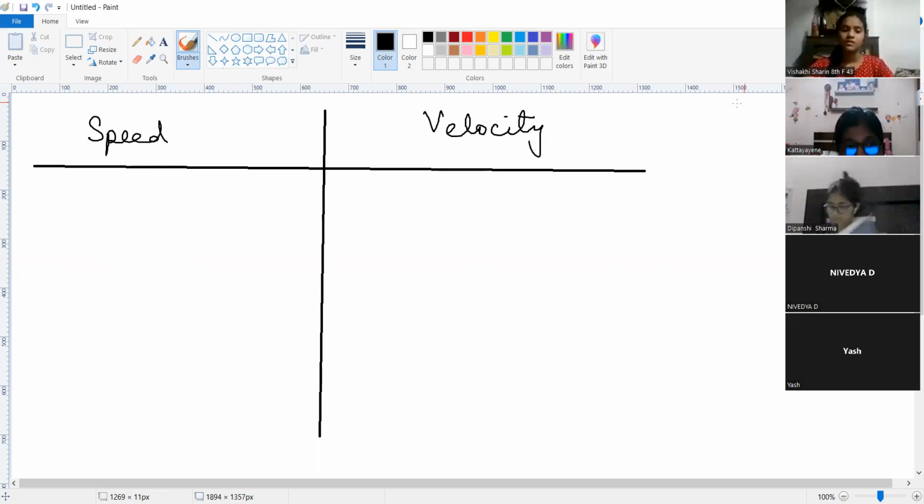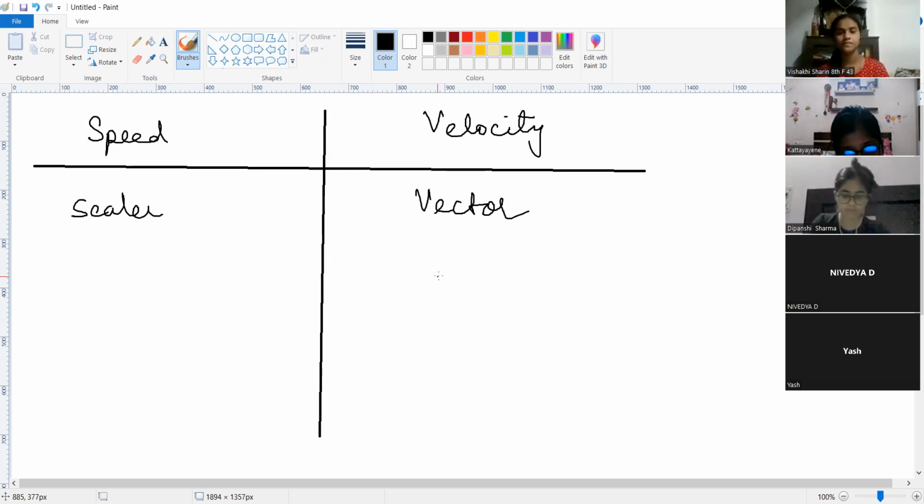Does anyone remember? How are they different? Ma'am, what is the formula of speed? Speed is measured in distance and displacement. Ma'am, and velocity is measured in displacement. Yes, very good. So speed is again what? Speed is a scalar quantity. Velocity is a vector quantity.